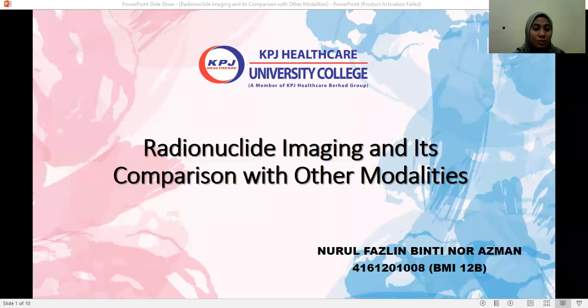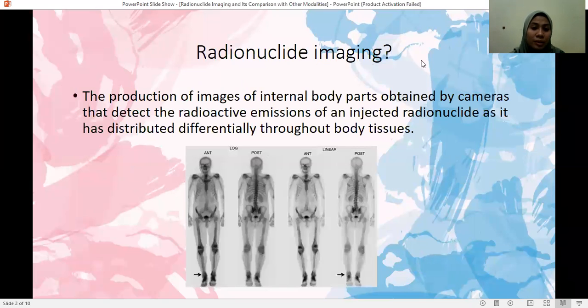Today I would like to present to Madam about radionuclide imaging and its comparison with other modalities. So what is radionuclide imaging? Radionuclide imaging is the production of images of internal body parts obtained by cameras that detect the radioactive emissions of an injected radionuclide as it is distributed differentially throughout the body's tissues.